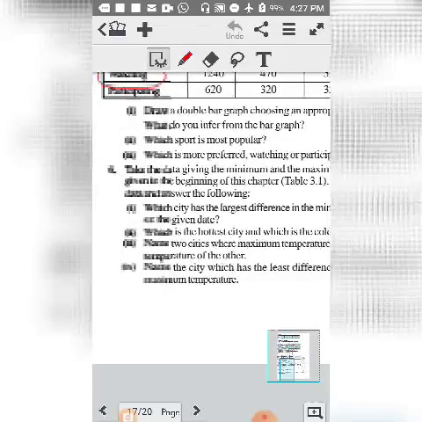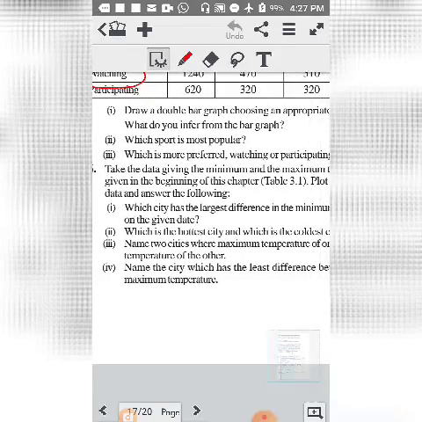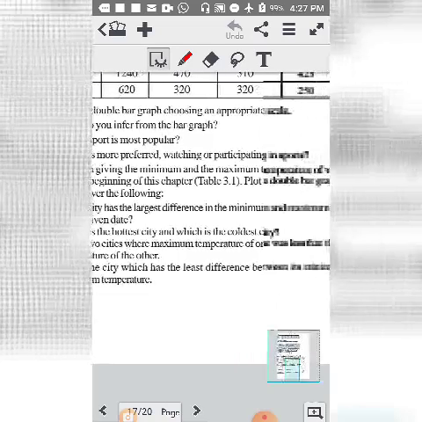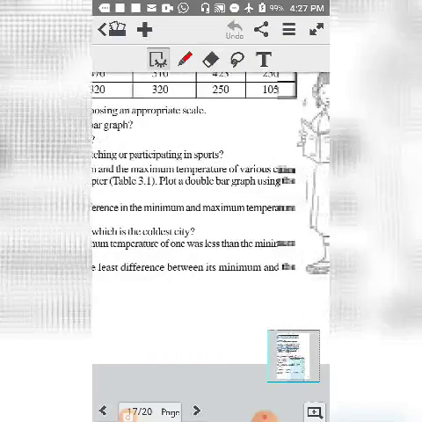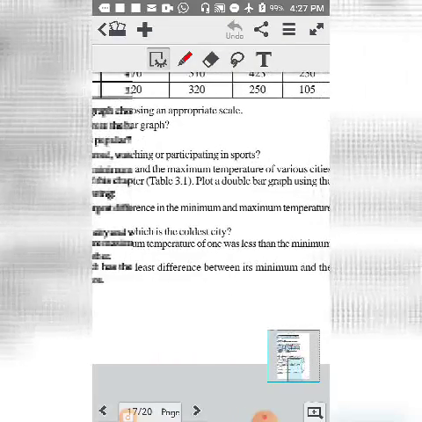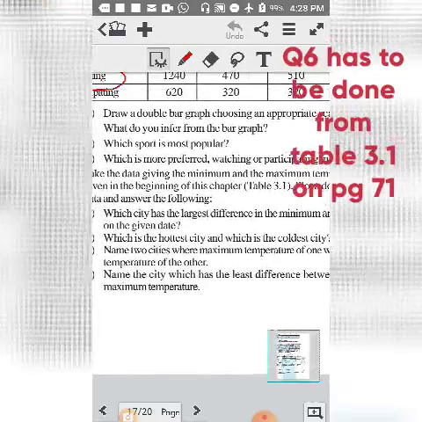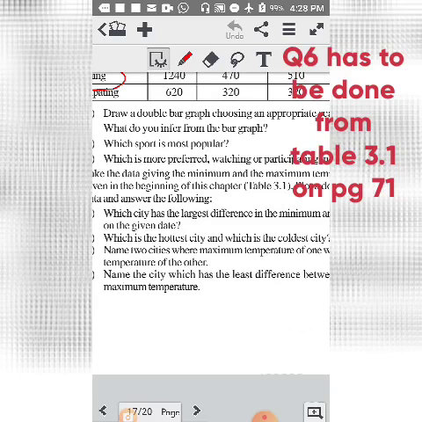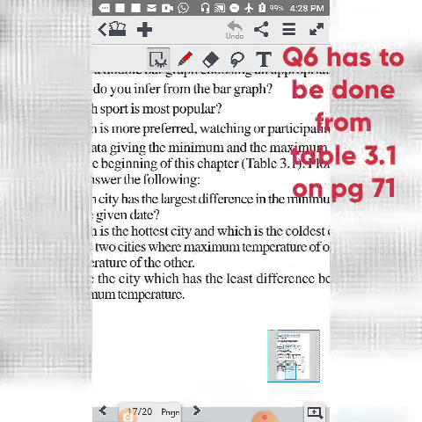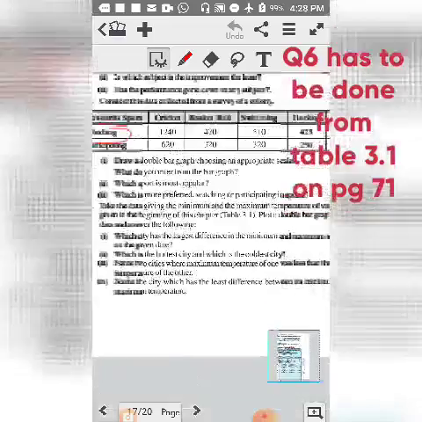Now in the last question, this one you have to try. Take the data given, the minimum and maximum temperature of various cities, and plot a double bar graph. You have to make a double bar graph where two bars will be shown. The information is given, and you have to use table 3.1.